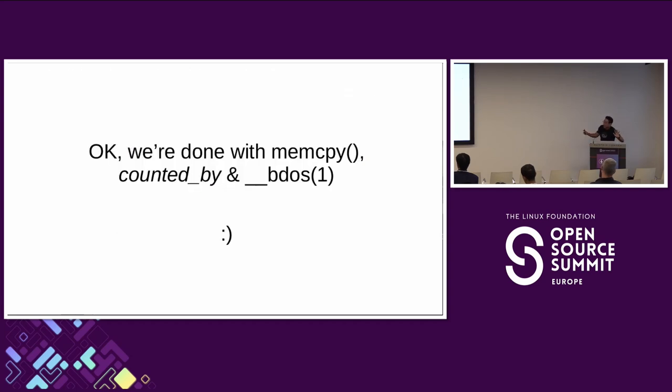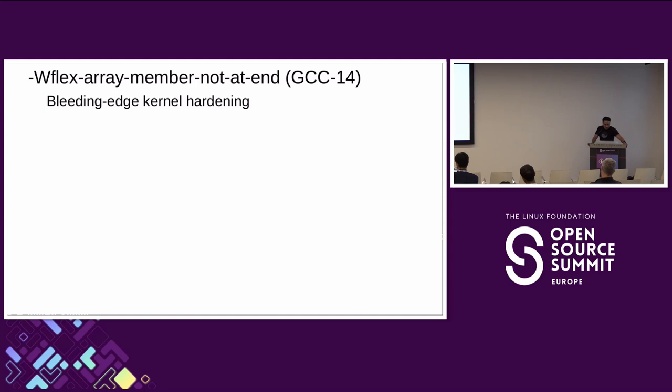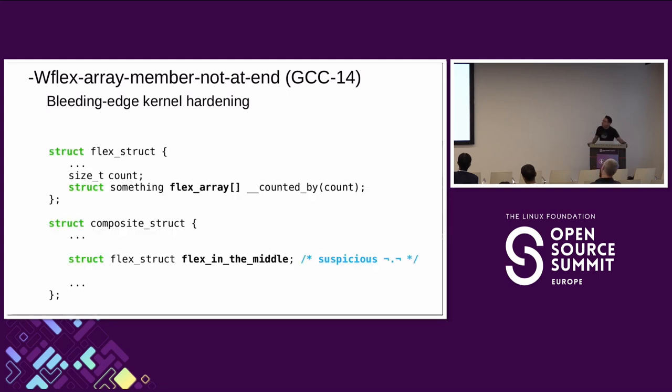Okay, up to this point, we have explored the evolution of FORTIFY_SOURCE memcpy in the Linux kernel, from before even bad vibes up to this point. Now we have gained a lot of coverage, right? Now, this is a new compiler option, released recently in GCC 14. Now that we transform all those fake flexible arrays into flexible array members, we are left with these sorts of cases.